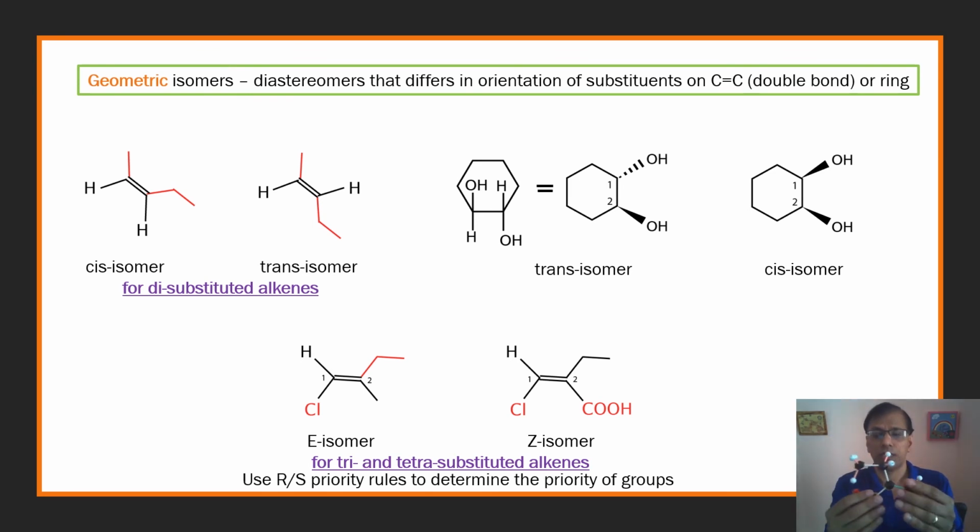And now, since the higher priority groups are on the same side, so this is the higher priority group and this is the higher priority group. Since the two higher priority groups are on the same side, this is considered to be the Z isomer.